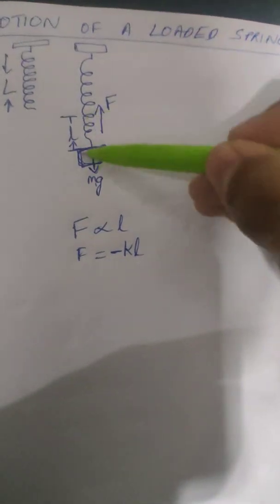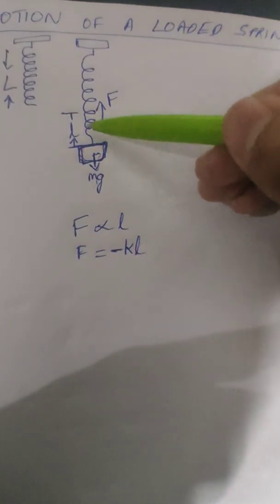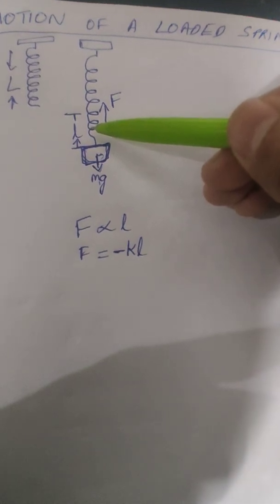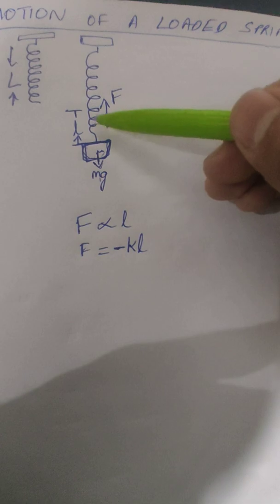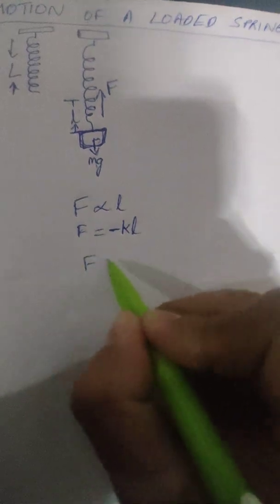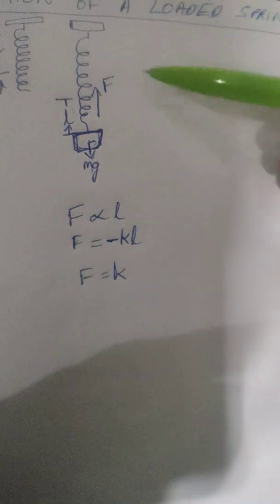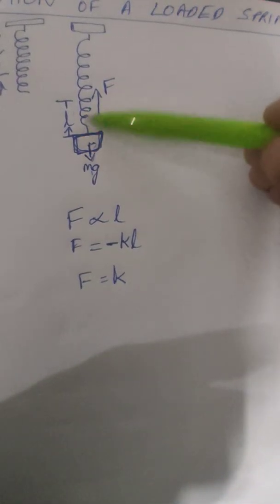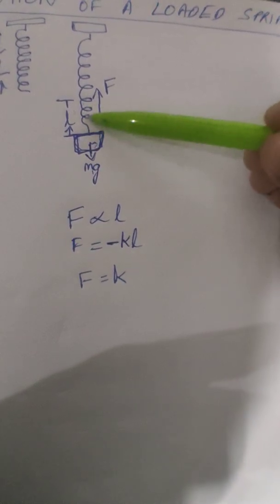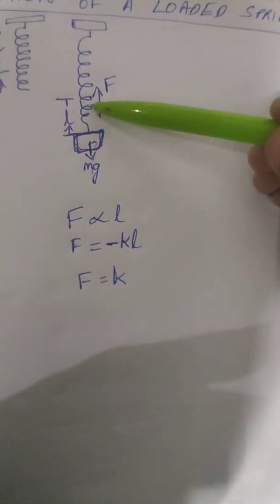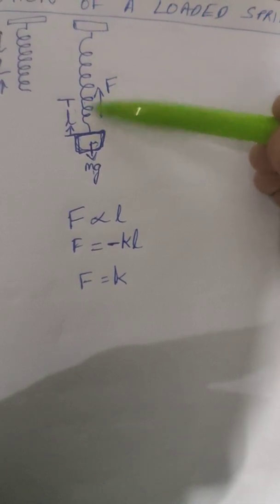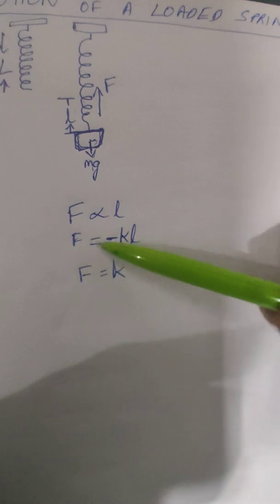Now if the extension produced, this l, is 1 unit, it means that if it is 1 meter or 1 centimeter or 1 millimeter or whatever, if this l is 1, then F will be equal to k. I will not put the negative sign because the negative sign just shows the direction of the force. So it's not always necessary to put it in the formula. If the string is elongating by a unit, 1 meter or 1 centimeter or 1 millimeter, if this l is 1, then force will be equal to k.